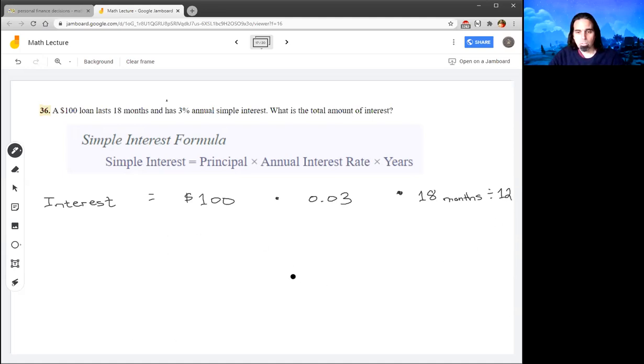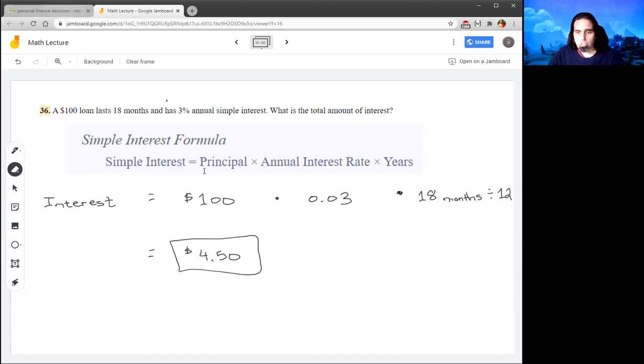And ta-da, we plugged it in. Now the calculator does its job. 100 times 0.03 times 18 divided by 12, and we get $45. No, $4.5. I was going to say that's way too much. Okay, $4.50. So that's the simple interest formula.